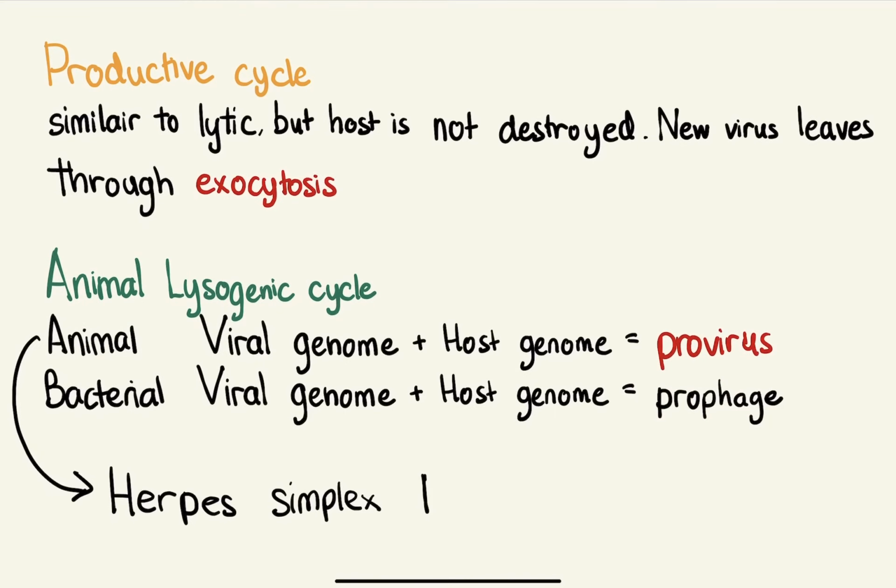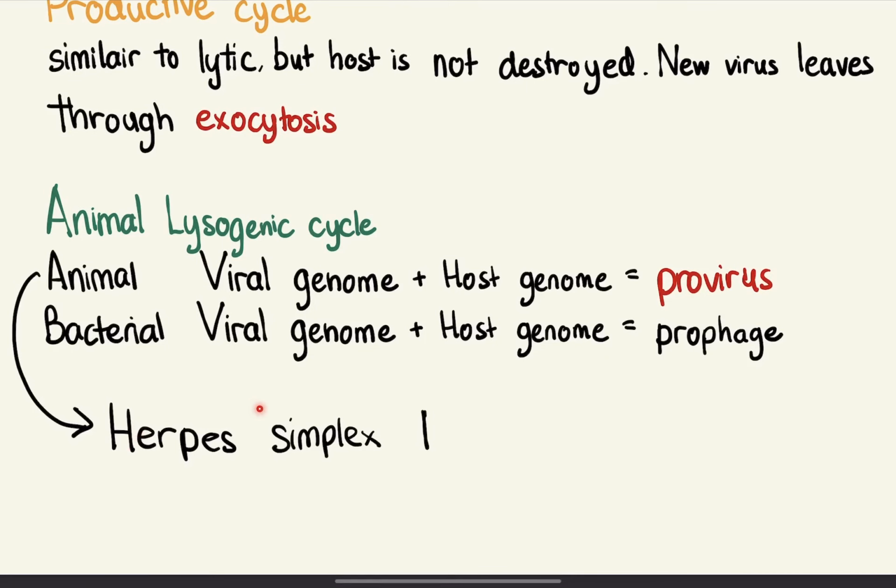So, animal lysogenic cycle. Let's compare this in terms of the vocab you need to use. If you see the word provirus, that refers to an animal virus integrated with a host genome. A prophage, on the other hand, is a bacterial virus genome integrated with a host genome. That's important to memorize. And herpes simplex 1 is an example of an animal lysogenic virus.